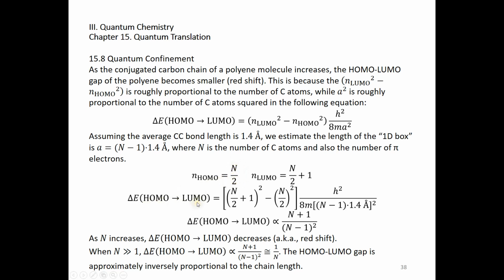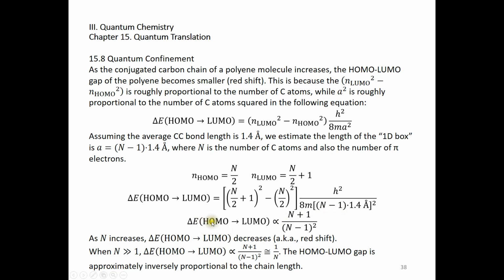Now let's look at the expression of the HOMO-LUMO gap. This is the quantum number for LUMO. This is the quantum number for HOMO. We take the squares of these two numbers and then take a difference. Here we have h squared over 8ma squared. a is the box length. In this case, a is n-1 times 1.4 angstroms. Again, with n atoms, there are n-1 carbon-carbon bonds.